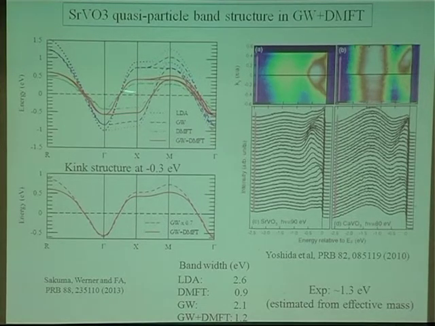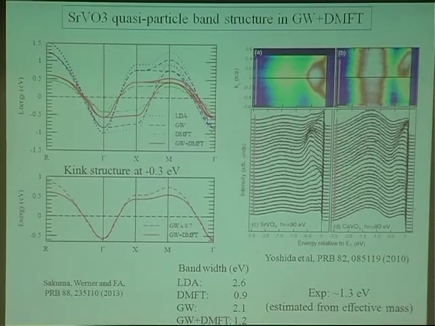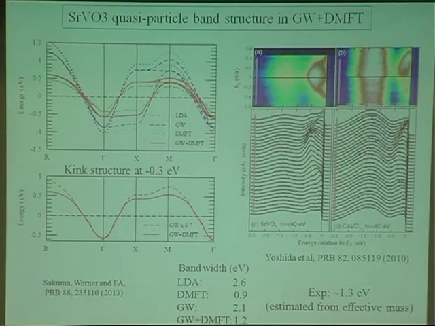Unfortunately, there is no data for the unoccupied part, but it has a form, what should I say, it's a curve. It curves around the Fermi level. So you get this kind of structure. It's actually very weak, so there is almost no structure at all.